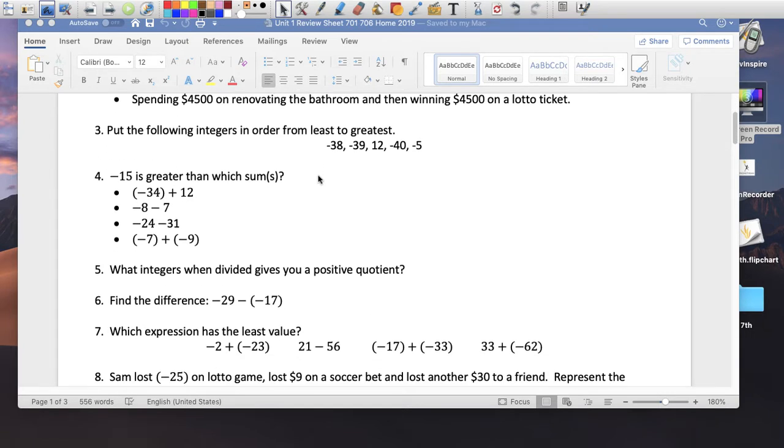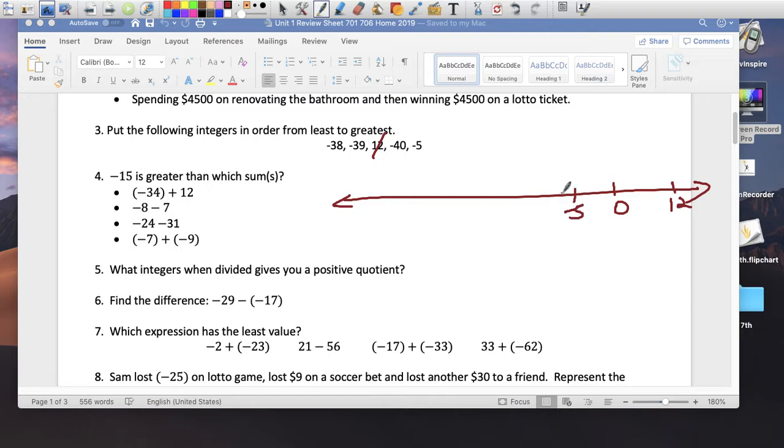Put the following integers in order from least to greatest. So the easiest way is to put them on a number line. So if that's 0, that's 0. Let me do, that's about 12. We can do the positive. There's only one 12. Negative 5.